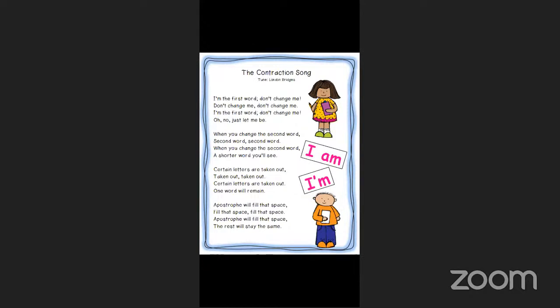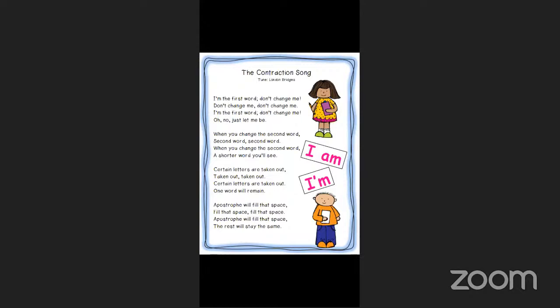Certain letters are taken out. Which ones? In I'm, it is the letter A. Very good. Certain letters are taken out. One word will remain. Right. Apostrophe. That is the next point that we have to learn in this lesson.